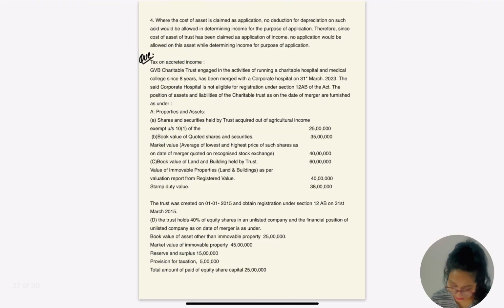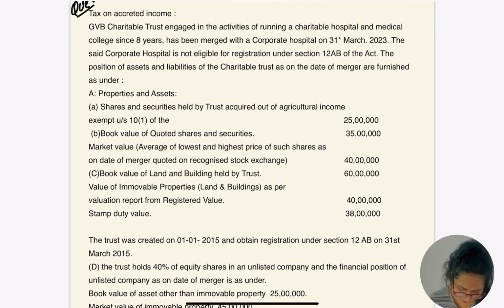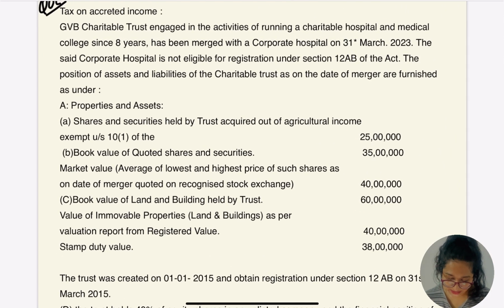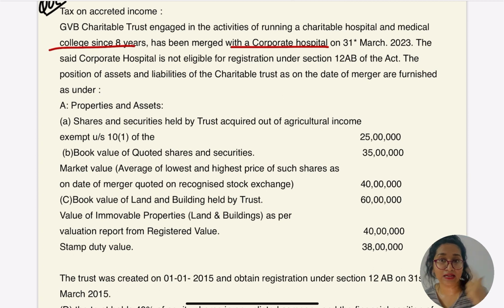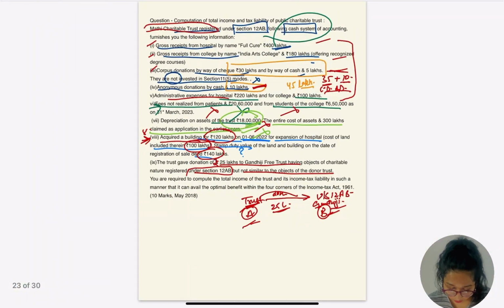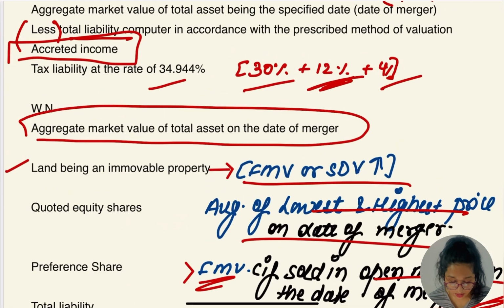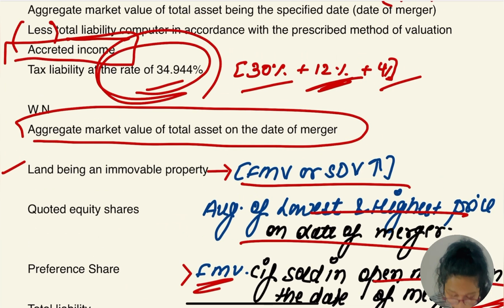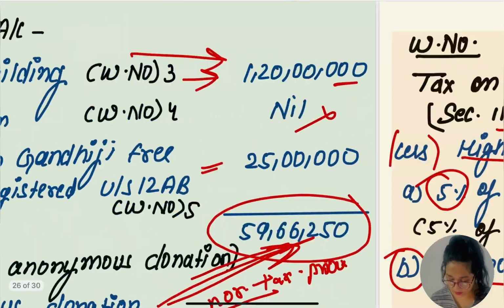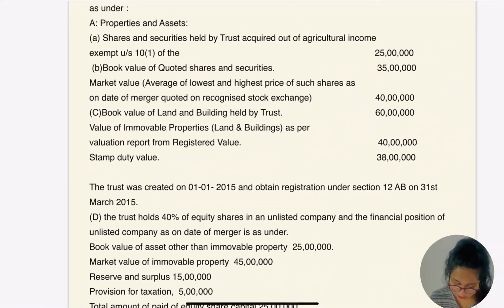So let's go for one question, guys. Let's be very quick. GVM Charitable Trust, engaged in running a charitable hospital for medical activities since 8 years, has merged with a corporate hospital. As I told you, if they have merged or converted and have not followed the conditions, the accreted income would be taxable at the rate of MMR. What percent is MMR? 30, 12, 4. It's going to be 34.944%.